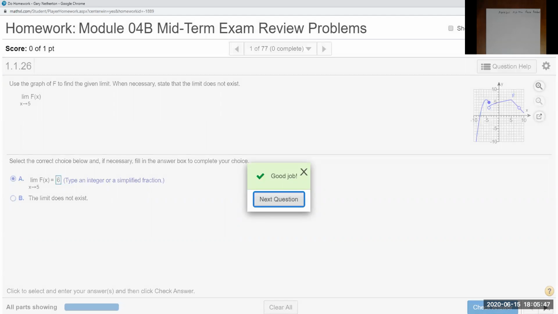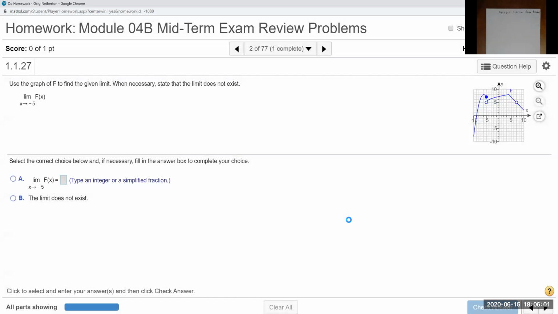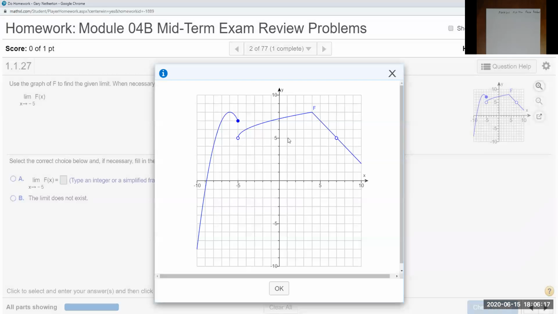All right. So let's go to the next problem. Number 2 is another limit problem with a graph. So this time, we're looking for the limit of the function as x approaches -5. Here is the graph for this problem. So now we're looking at as x approaches -5.